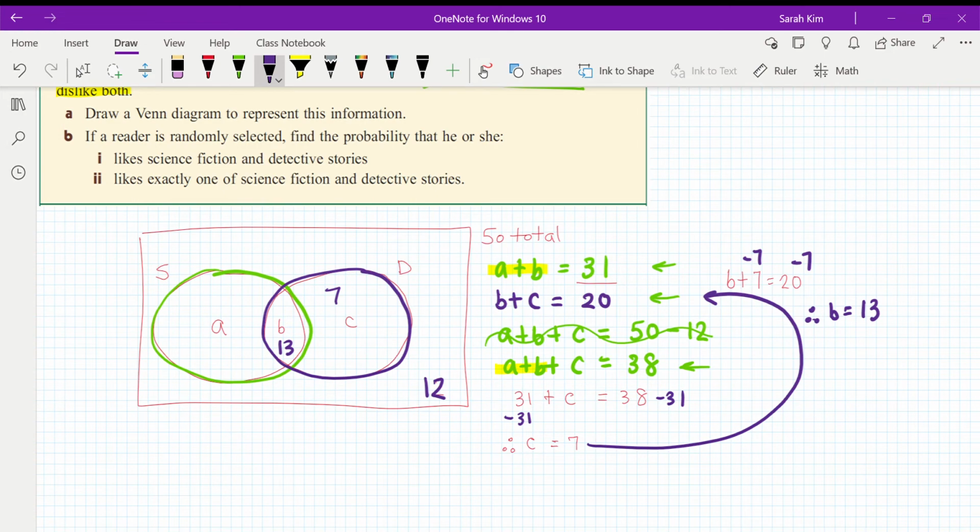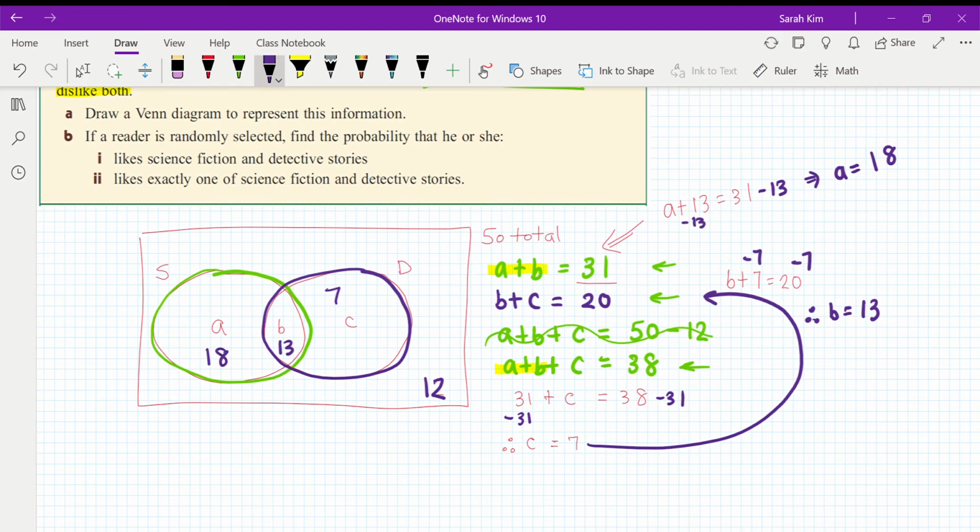Then I solve my A part, using the first equation over here. So I use A plus 13 equals 31. I take 13 from both sides, so therefore A must be 31 take 13, which is 18.